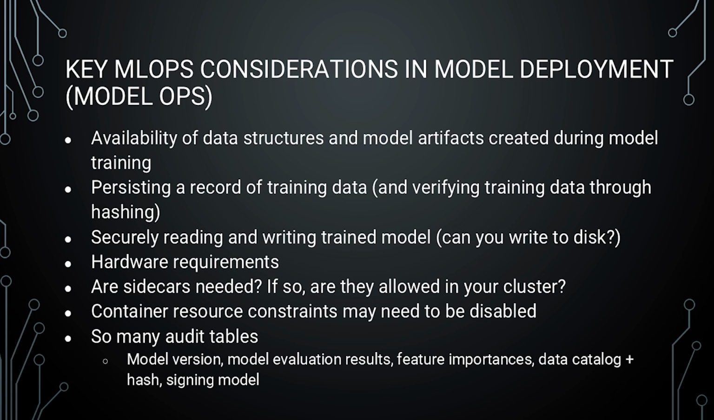We need to consider hardware requirements for training. If sidecars are required, are they allowed in our cluster if we're training on Kubernetes? Container resource constraints might need to be disabled. Finally, there's going to be so many audit tables. An audit table for your model version, for your model evaluation results, for feature importances, for your data cataloging, and then also for signing your model.